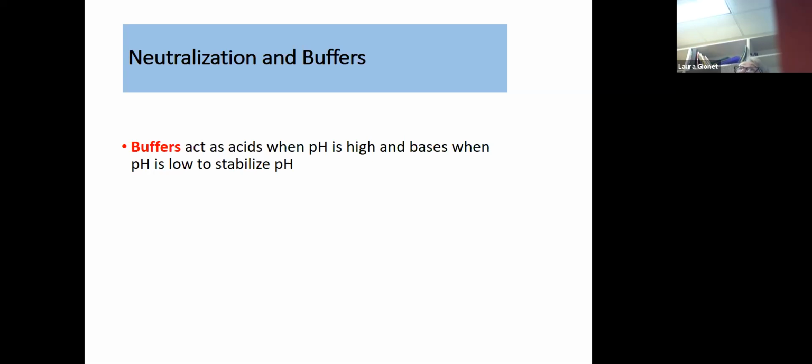And if we're on the acid end of the scale, then the buffer acts as an alkaline molecule, like an OH negative, and it'll interact with the hydrogen ions to form water and thus decrease the hydrogen ion concentration and increase the pH value. Right. So buffers are trying to manipulate that ratio of hydrogen to hydroxide ion to stabilize a pH.